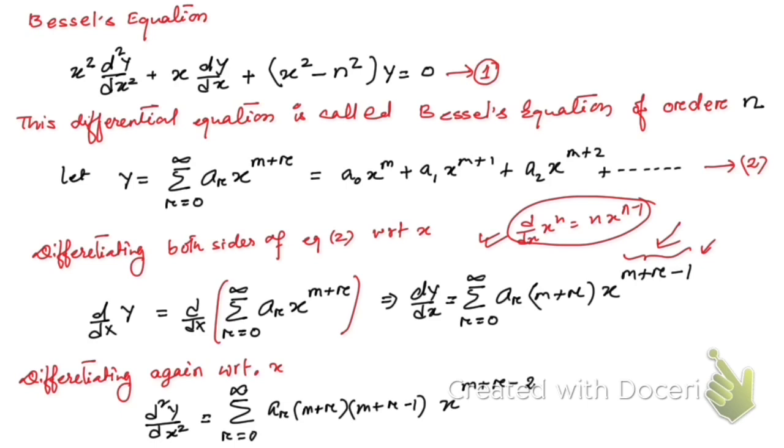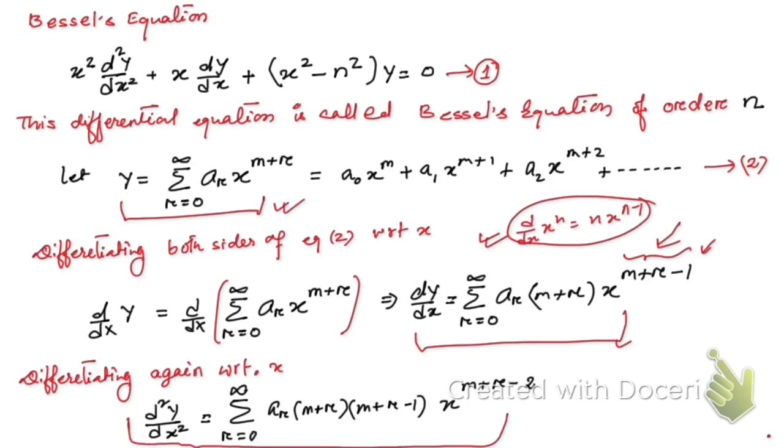Now we're going to use these three results. What are the results? y equal to this, dy by dx equal to this, and the second order derivative of y with respect to x is this. We're going to use these three results in equation number 1. In this equation we're going to replace this term by this result, and we're going to replace this term here by this result. Then we're going to replace this y by this value of y.